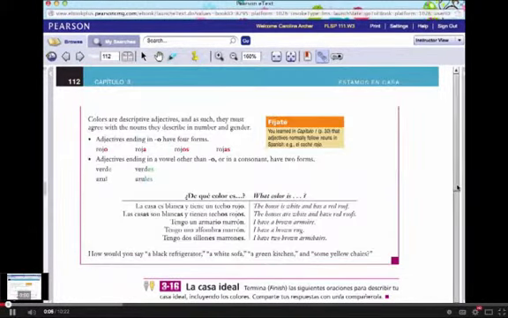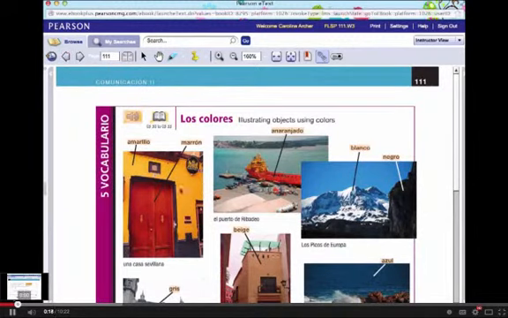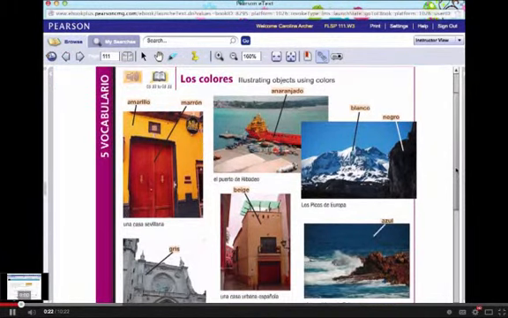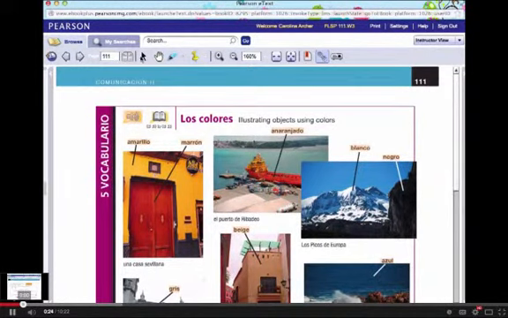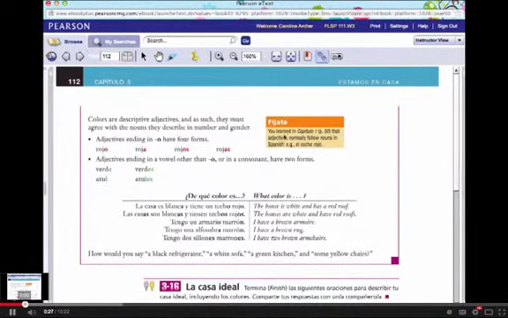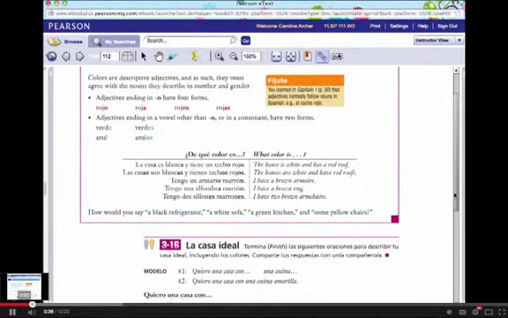Okay? We're going to continue with chapter 3. Yesterday we ended with colors, and remember that colors can be nouns. When you name the color, this is the color red, this is the color yellow, these are the names, like we learned yesterday. But they can also act as adjectives. Colors are descriptive adjectives, and as such, they must agree with the nouns that they describe. So keep that in mind when you do the activities in My Spanish Lab and also in the quiz.